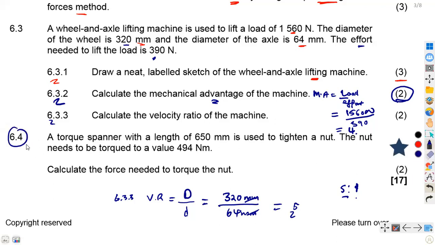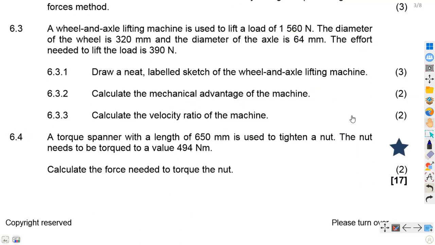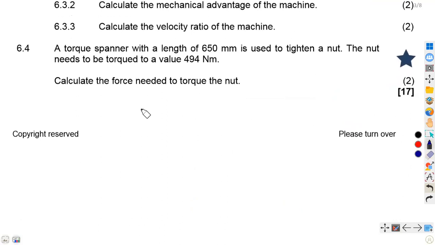Then on 6.4, we are now given a torque of a spanner. All right, so on 6.4, we are given, in this case, the torque. So we're given the torque in this case of a spanner, which is of length 650 millimeters. Okay, the nut to be torqued of value 494 Newton meter. So take note, it's Newton meter. And this is given in millimeters, which is the distance. So the distance R is 650 millimeters, which you are supposed to convert to meters.